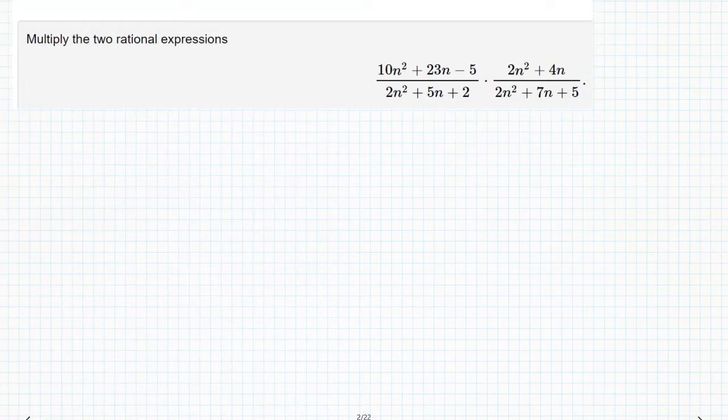So without any questions, we'll keep on moving. We have to multiply the two rational expressions. We have 10n squared plus 23n minus 5 divided by 2n squared plus 5n plus 2. That's all in the denominator. And we're multiplying that by this rational expression: 2n squared plus 4n is in the numerator, and then 2n squared plus 7n plus 5 is in the denominator.